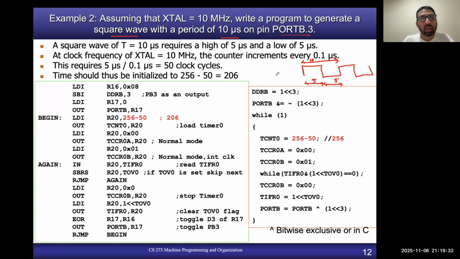So how can you do that? First you need to find the time period. If your frequency is 10 megahertz, then the time period is equal to 10 microseconds. And after that, what is your required delay before you toggle the output? It is 5 microseconds.